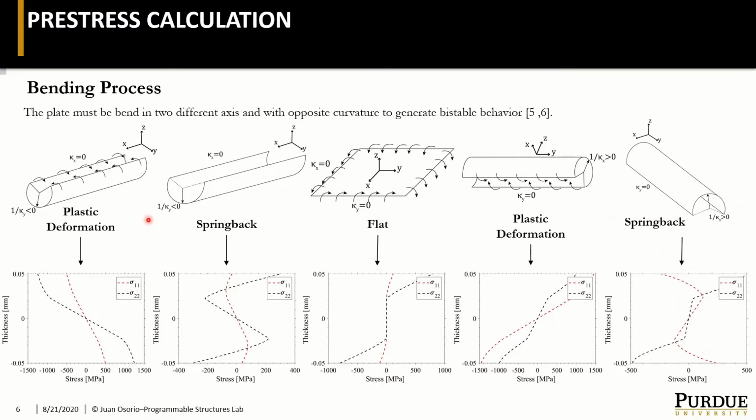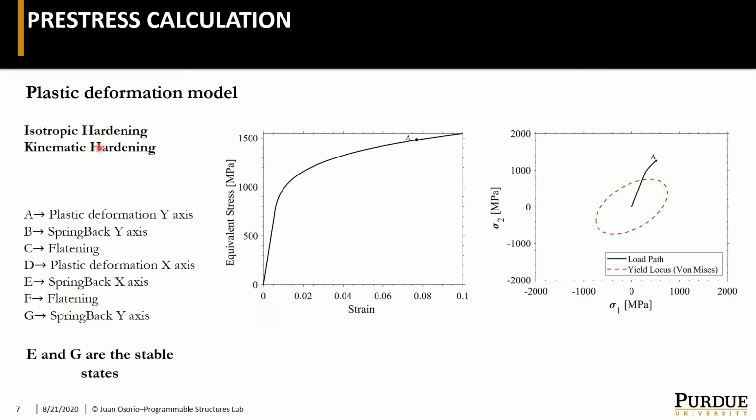Theoretically, these two spring backs will be your stable states. However, they recommend that after you achieve this spring back, you flatten the plate again and release it to really know the other stable state. To model this, we use two plastic models, the isotropic hardening and the kinematic hardening.